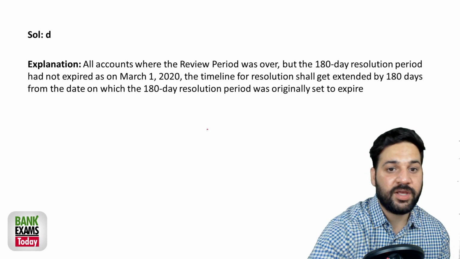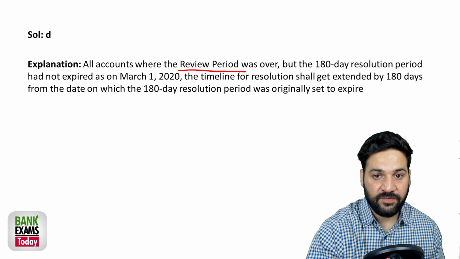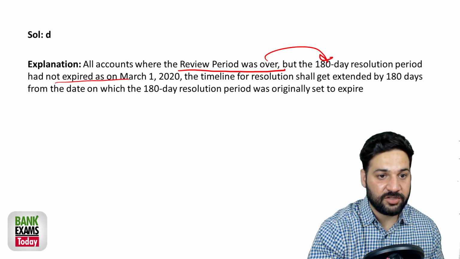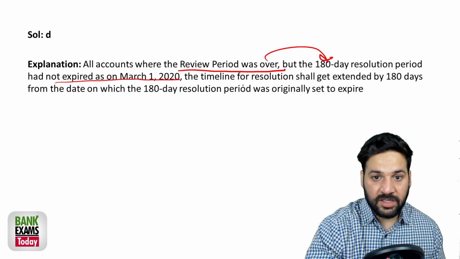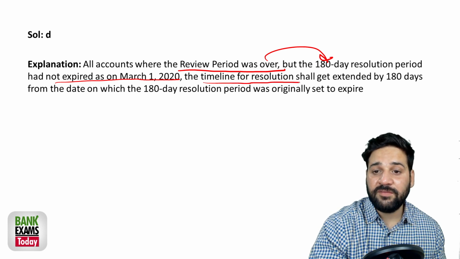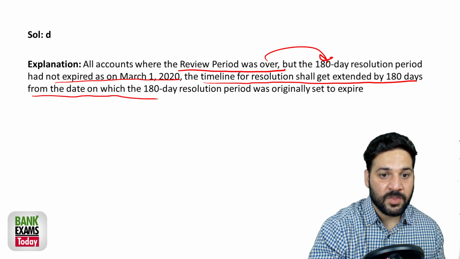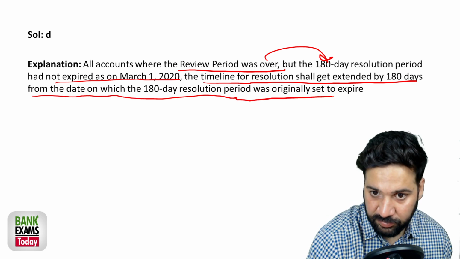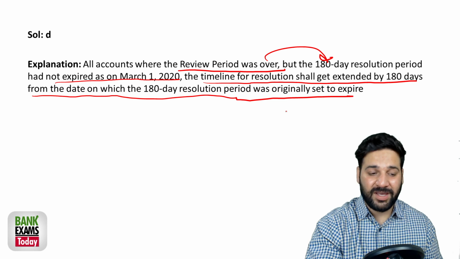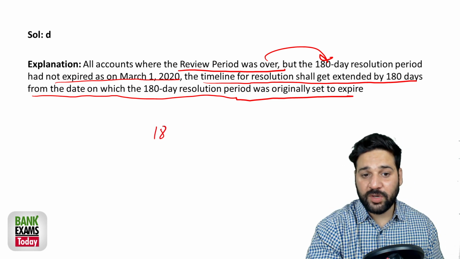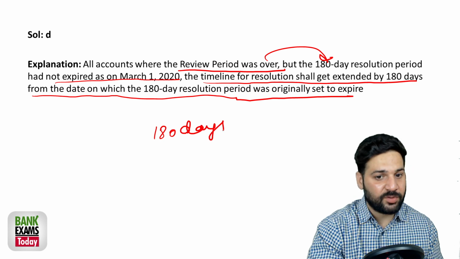All accounts where the review period was over, but the 180-day resolution period has not expired as on 1st of March, the timeline for resolution shall be extended by 180 days from the date on which the 180-day resolution period was originally set to expire. See students, during those 180 days, due to COVID, everything was shut down.